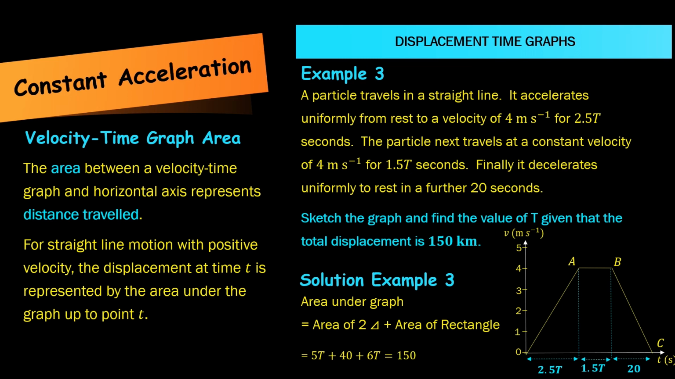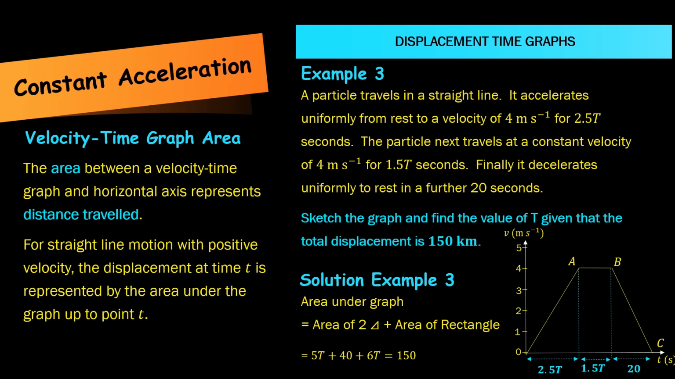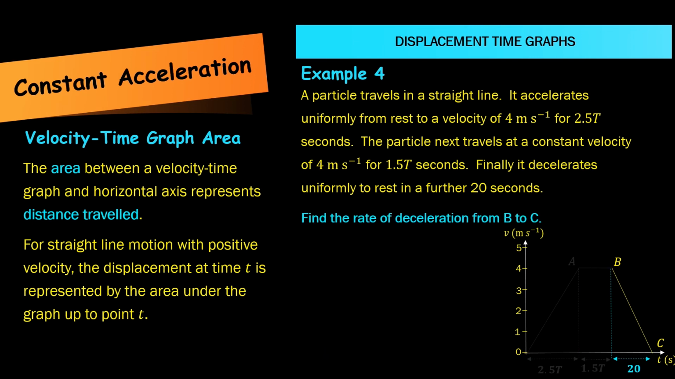And this from the question is equal to 150 kilometers. But of course the area under the graph represents the total displacement. And therefore solving for t gives us t equals 10. And now for example 4.